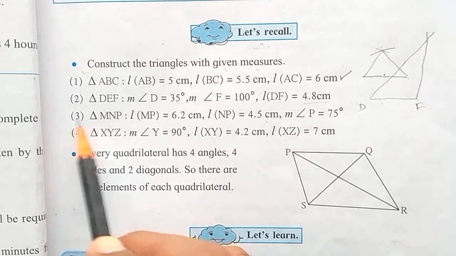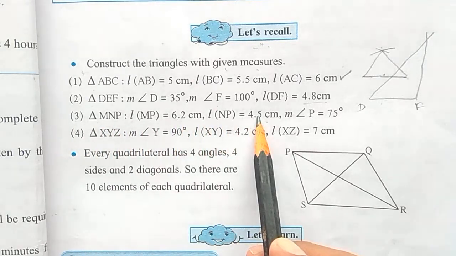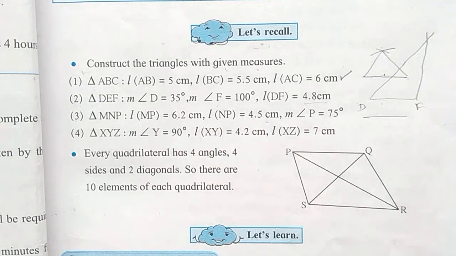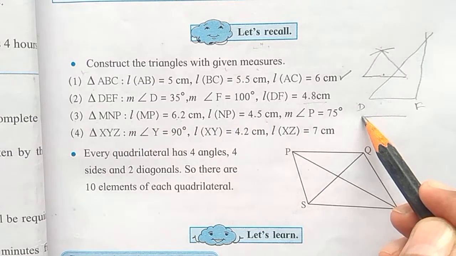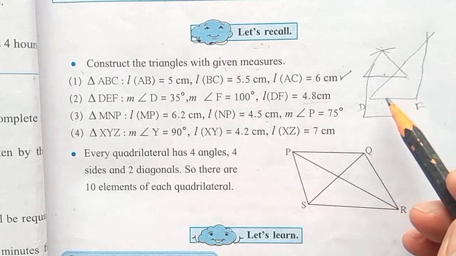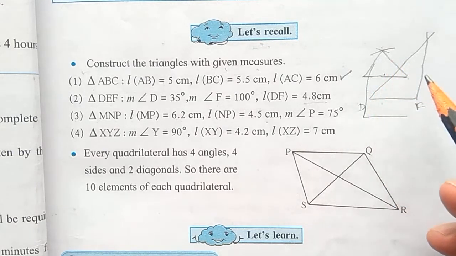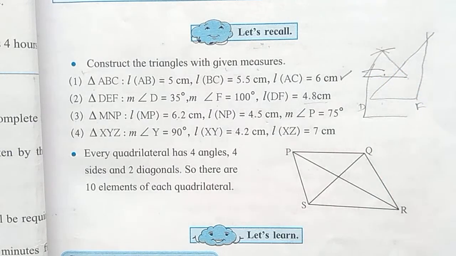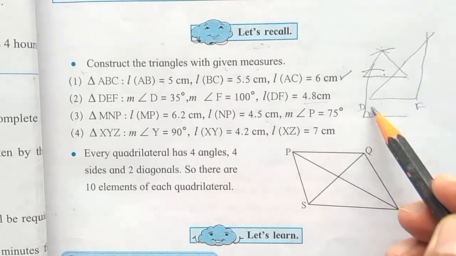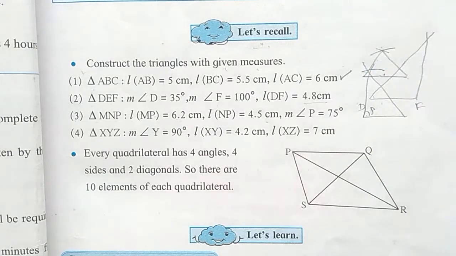Then example number 3, triangle MNP, in which length of two sides is given and one angle is given. The same way, suppose take one side as a base, another side, with the help of compass, take proper distance in the compass and draw the marking for that, and then angle P, with proper measure that angle is taken, and then that side is joined.